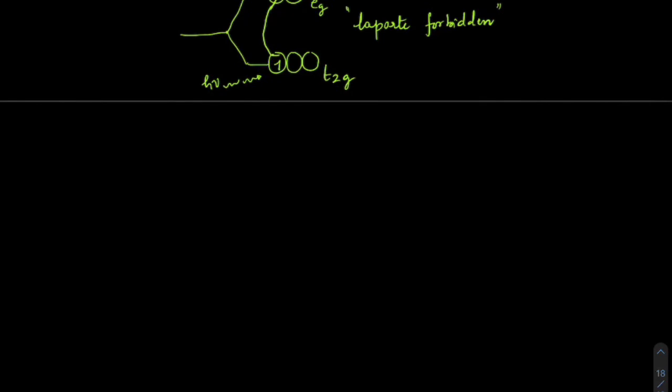This is rule number 1. Second rule is the spin selection rule. Spin selection rule, as in, delta S should be 0, which means the total spin should be plus or minus half. If the spin is plus or minus half, then only this will take place.